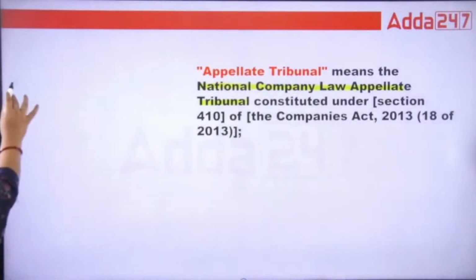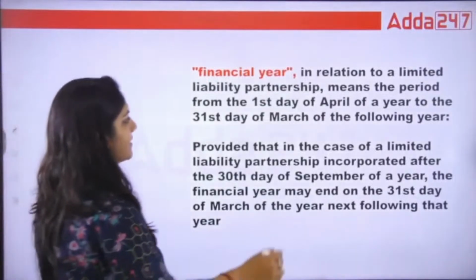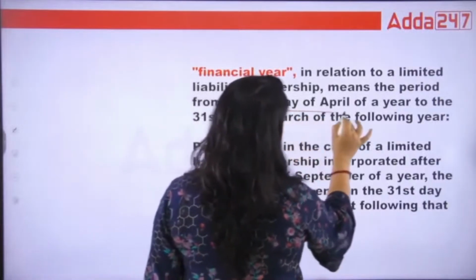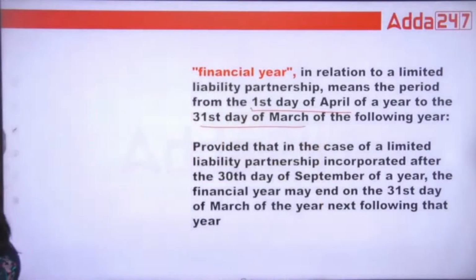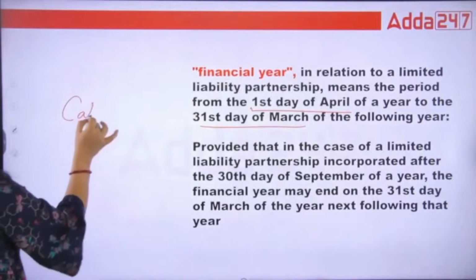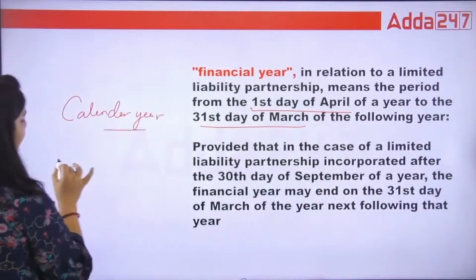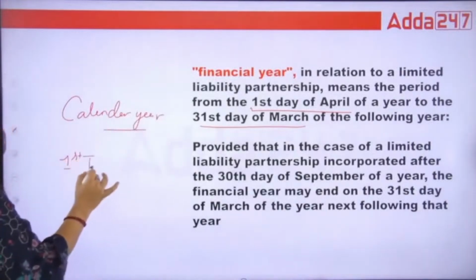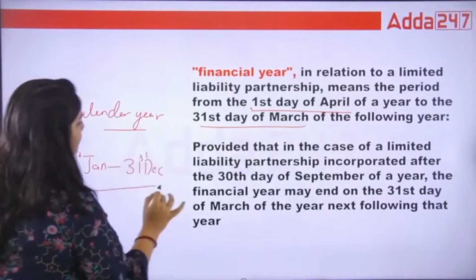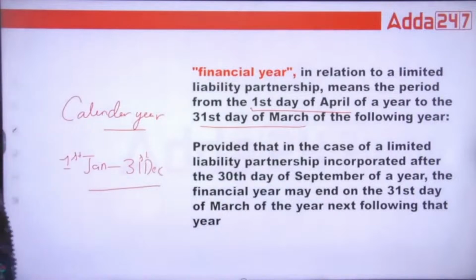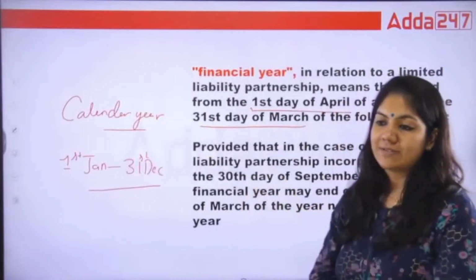Okay, next. What is financial year? That is so easy. Financial year is from 1st of April to the 31st of March. That is the financial year. And what is calendar year? Calendar year basically starts from 1st of January to 31st of December. This is the calendar year. So please try to understand and revise all the concepts. That is important.